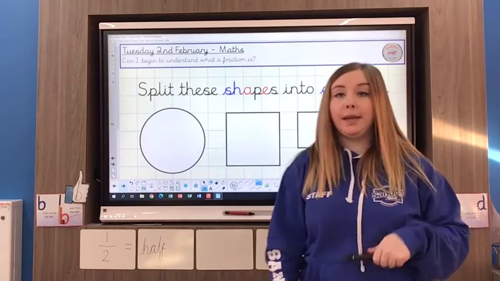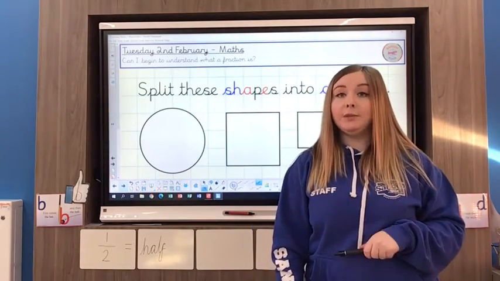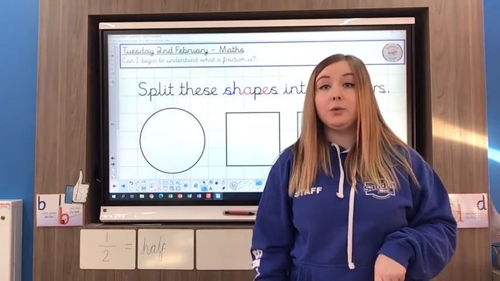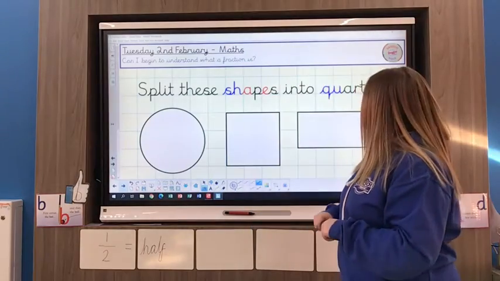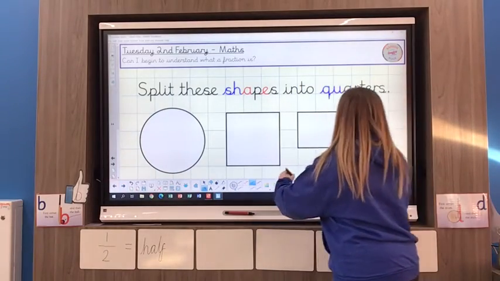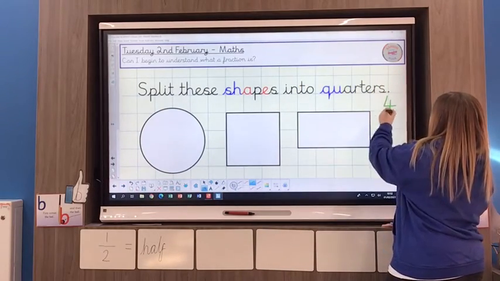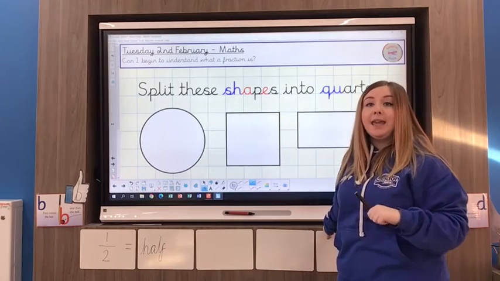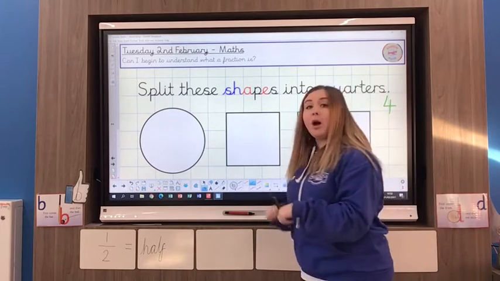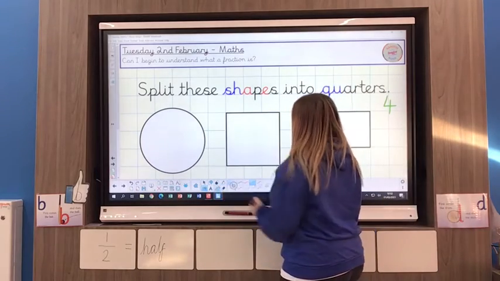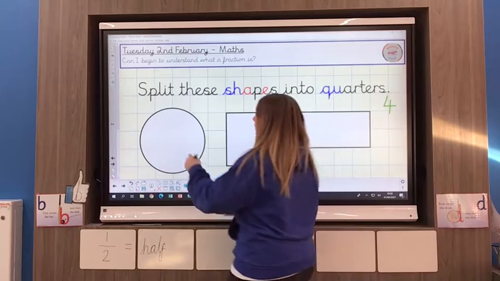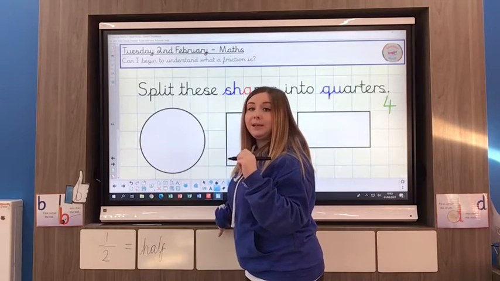This is where it gets a little bit tricky, and you might need a ruler for these ones. If you haven't got a ruler, you might want to draw down something else that's got a straight edge. So maybe using your green book. And it's asking you to split these shapes into quarters. And quarters means 4. Okay, we're going to split these shapes into 4 equal pieces. Now I can't get a ruler on my board, so I'm going to draw some straight lines. Got to split it into 4.